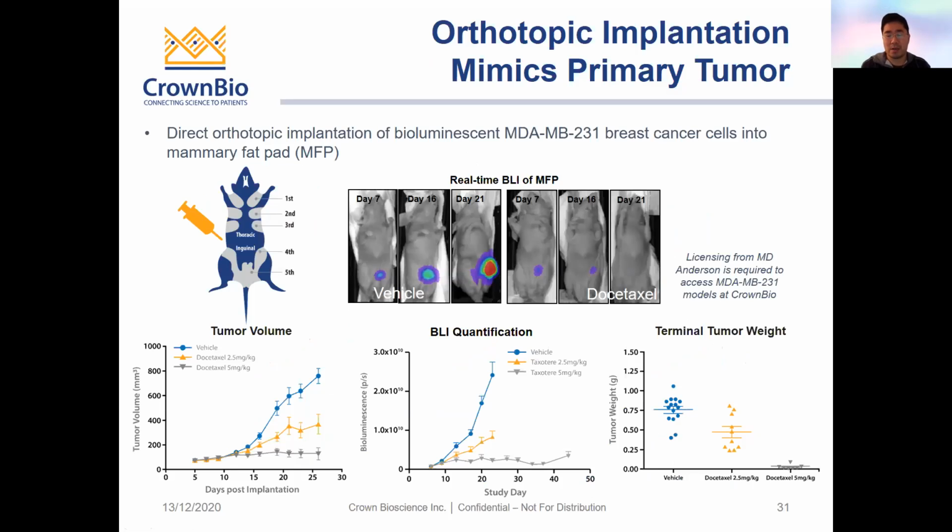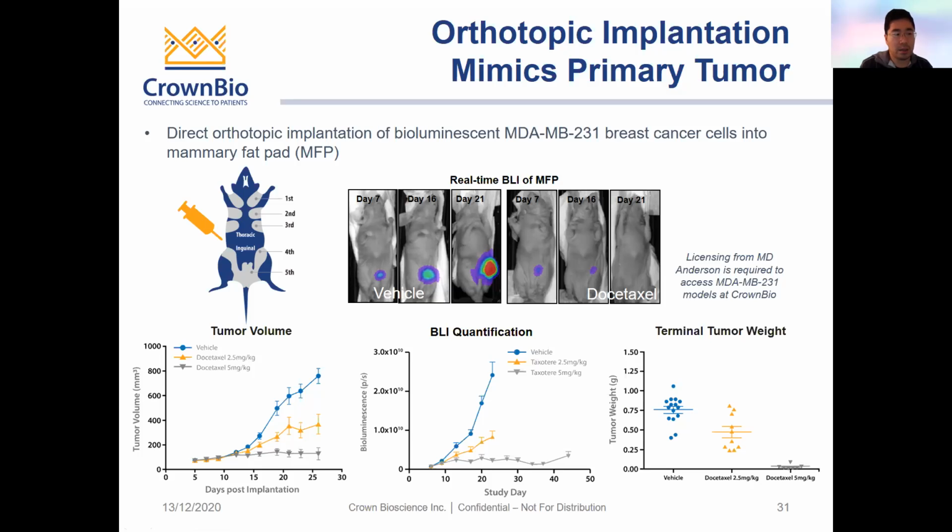So first, the orthotopic inoculation. What we have used is a cell line. Everyone knows it's triple negative, a breast cancer cell line, MDA-MB-231. It's inoculated into the mammary fat pad, so we can monitor tumor growth using BLI. And we see very good tumor growth.